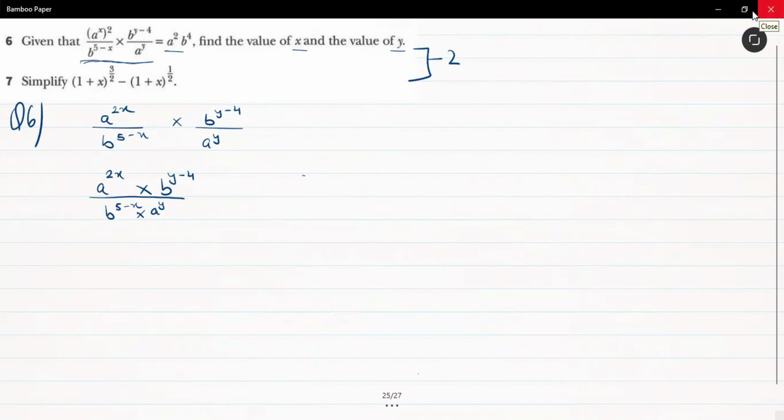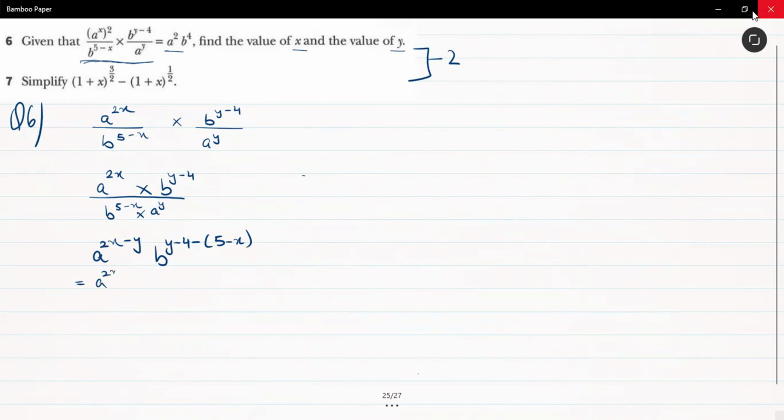So simply what we're going to do is a to the power 2x. As this is in the denominator, we can say 2x minus y. B to the power y minus 4, minus 5 minus x. And now many students make the mistake that they just say minus 5 minus x. However, that's not the case.